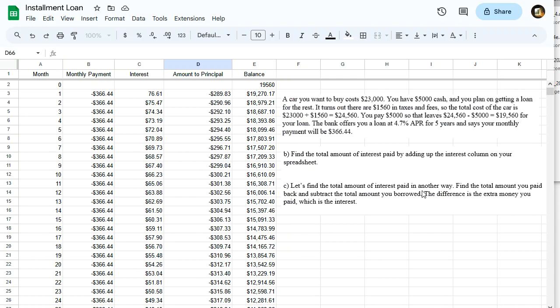C, let's find the total amount of interest paid in another way. Find the total amount you paid back and subtract the total amount you borrowed. The difference is the extra money you paid, which is the interest. Now, this particular question, question C here, we should be able to do this without a spreadsheet. So this could be a kind of problem you see on a test where you're not using a spreadsheet.